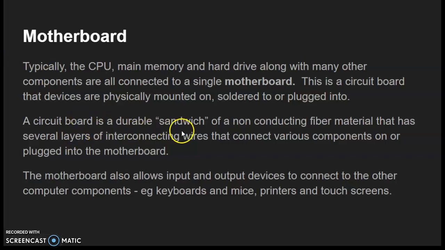A circuit board is a durable sandwich of a non-conducting fiber material that has several layers of interconnecting wires that connect various components on or plugged into the motherboard. The motherboard also allows input and output devices to connect to the other computer components, e.g. keyboards and mice, printers and touchscreens. So when you open up a computer, there are several different ports available, allowing you to connect various things.